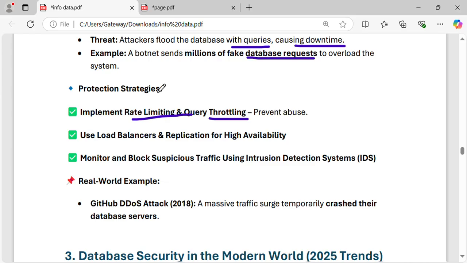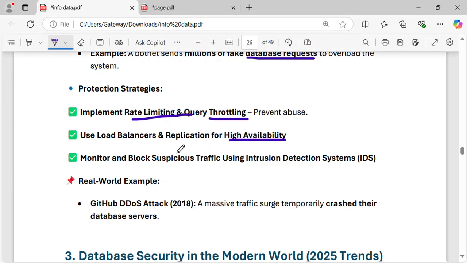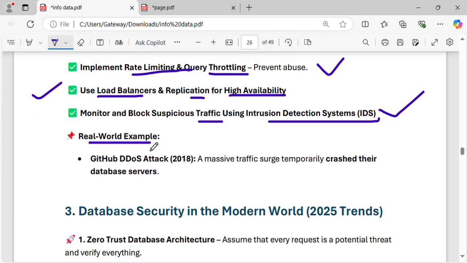Use load balancers and replication for high availability. Load balancers means there are more extra systems, and replication so you can always make your database available. Monitor and block suspicious traffic using intrusion detection system. A more common one is this one. This one is expensive and this one is also used. Rate limiting and query throttling. And then a real example, GitHub DDoS attack. A massive traffic surge temporarily crashed the database servers for GitHub.